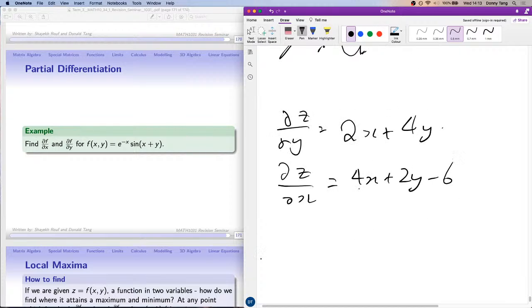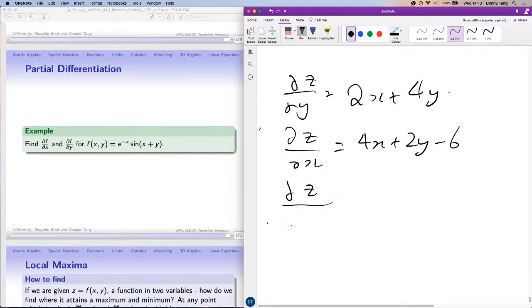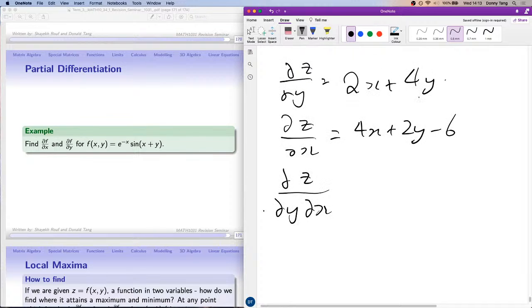You can also do it again and again. For example, if I want dz on dy dx, what it's saying is differentiate in terms of y, and then differentiate in terms of x, like do it over it, right? So in this case, we're going to differentiate this in terms of x, so it's going to be just 2, all right?